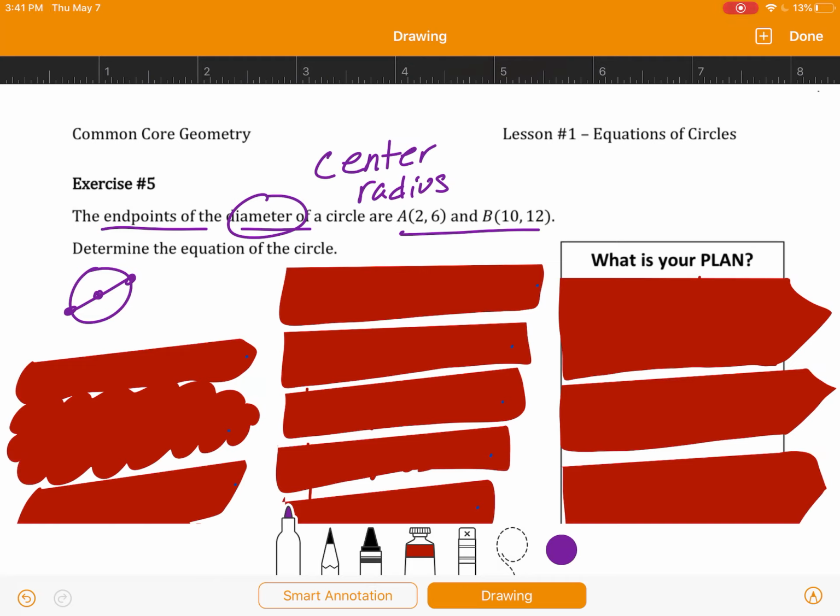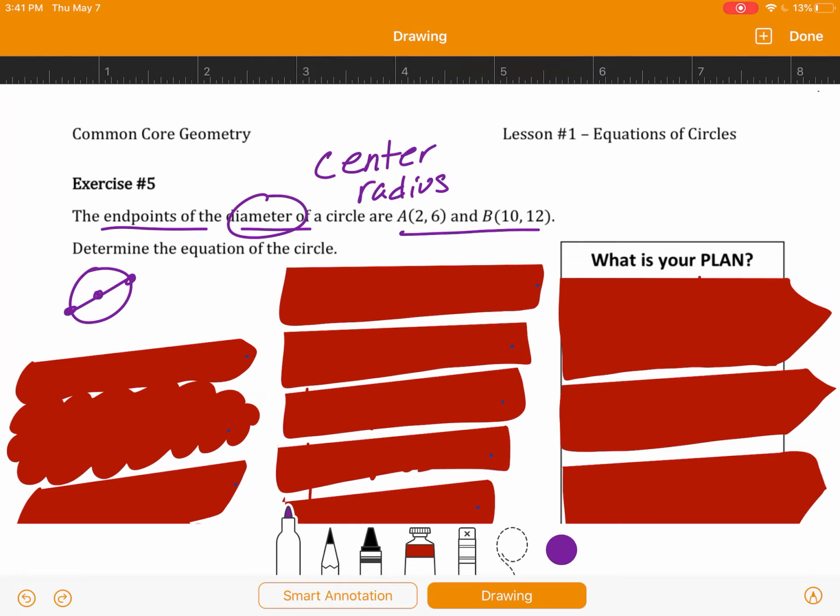We never talked about that in class, but that's something that you guys can figure out on your own, just thinking about what you know about what a diameter is. You know it goes through the center of the circle, and both halves are going to be the same. They're both going to be a radius, and all radii are congruent. So that means the midpoint of the diameter is going to be the center of the circle.